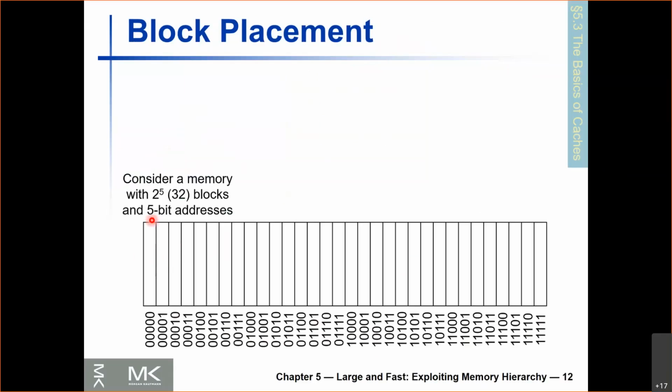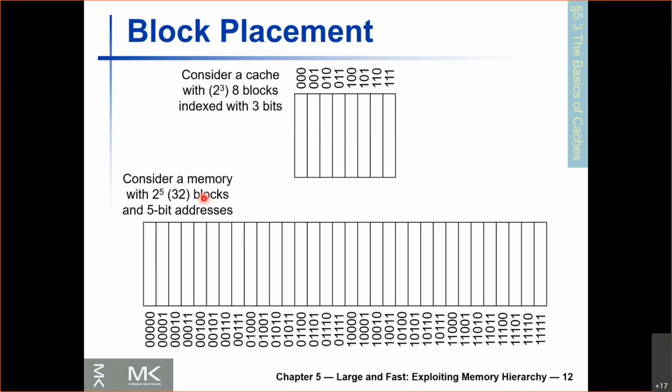This memory has 5-bit addresses, and consequently it has 2 to the power 5 different memory locations that we can access. So it has 2 to the power 5, or 32, blocks. And let's assume that we have a cache for this memory. This memory is slow, so we want to create a faster and smaller cache for it. Let's assume this cache has 8 blocks, and since we have 8 blocks, we need 3 bits to index the cache. So the question is, if I'm accessing a block from this memory and I want to bring it into the cache, where do I place this block inside the cache? Where can I place it? Do I place it anywhere? Is there a specific place to place it? This question has to do with block placement.